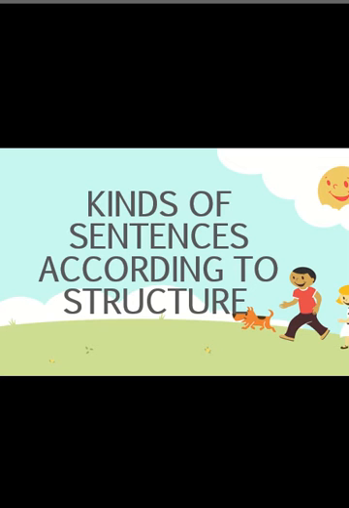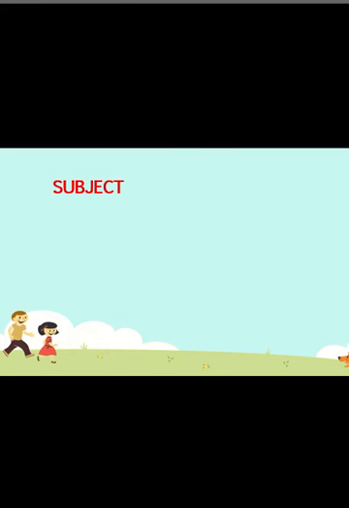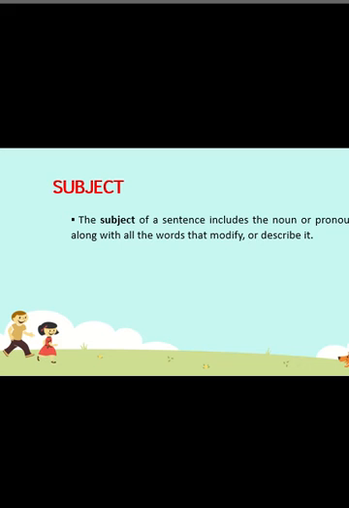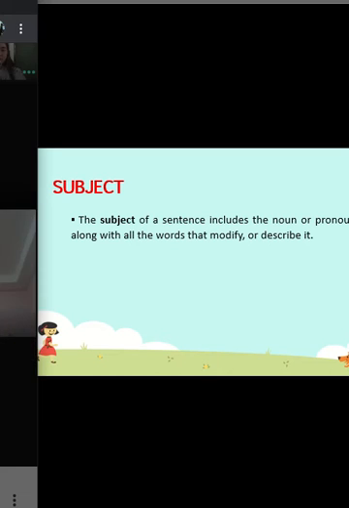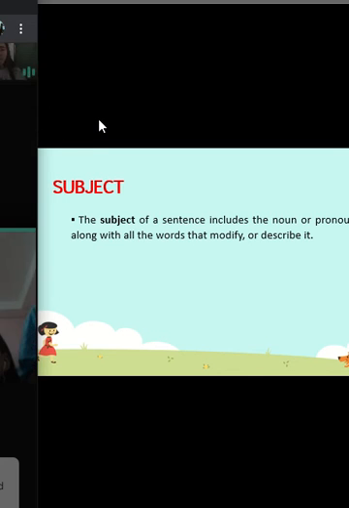Okay. So, we have the kinds of sentences according to structure. We have the first one, simple subject and simple predicate. But first, let us deal with the subject. Can you read the definition about subject? Si Juvenal de la Cruz. Anak, can you read the definition? Again, can you read the definition of subject?